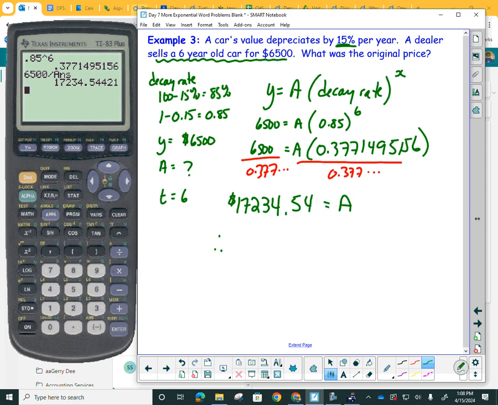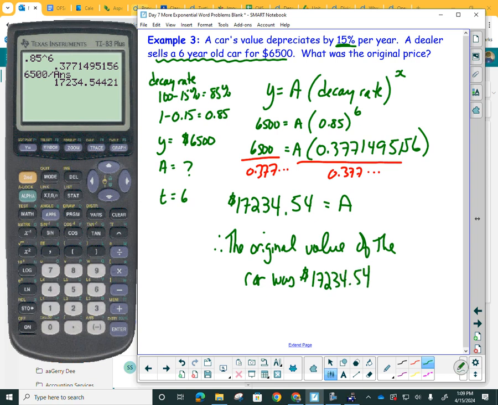So that means the original value of the car was $17,234.54. It's not very expensive these days for a car, but that's what we have here.